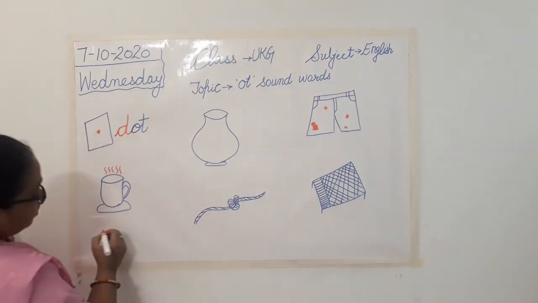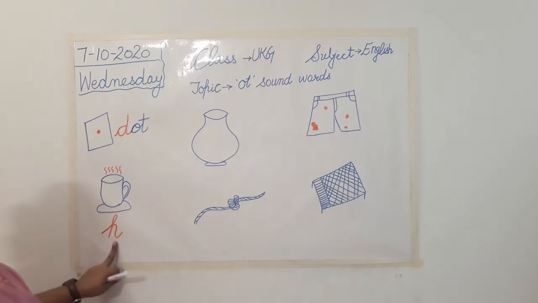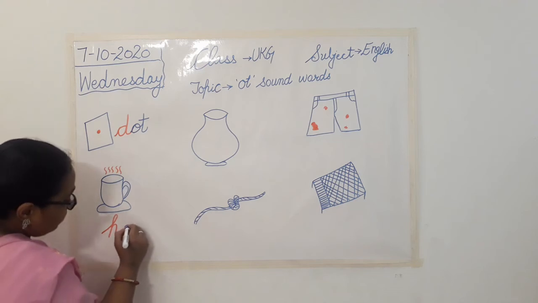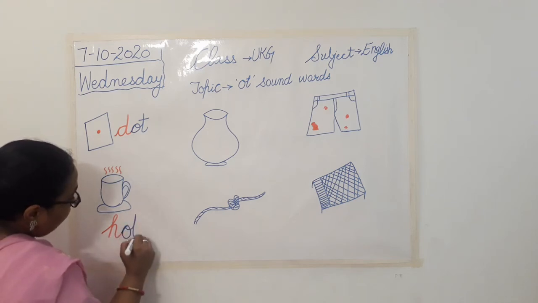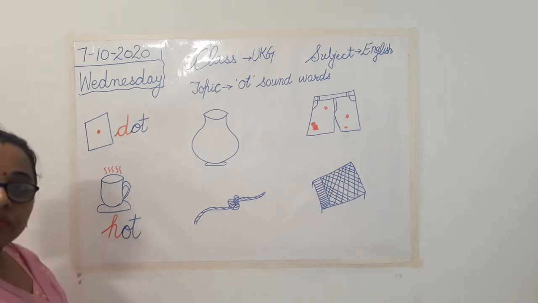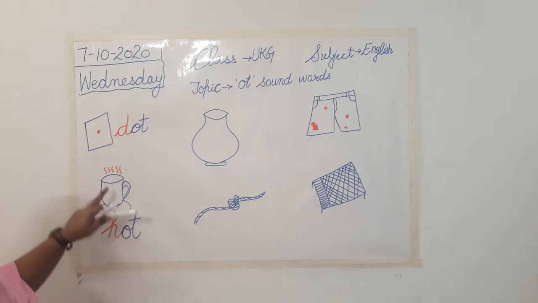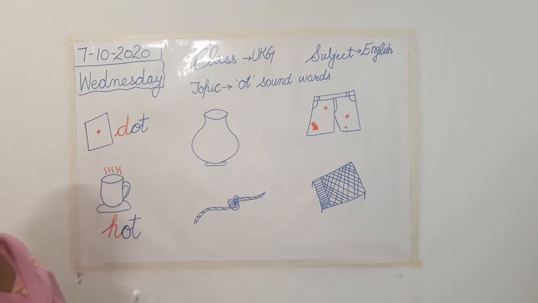With odd sound, we are blending the sound of H. H alphabet. So, see how we are going to write. So, this is H. Is it H? Yes. So, now with H, we are going to mix ot. Ot. And we got the word H, ot, hot. Understood? How we got it? H, ot, hot.